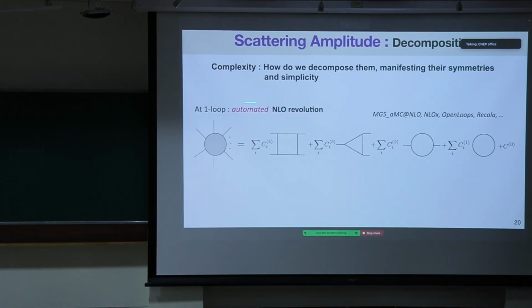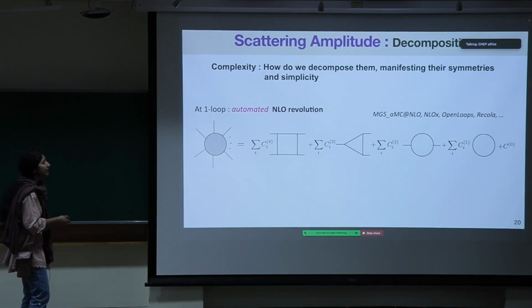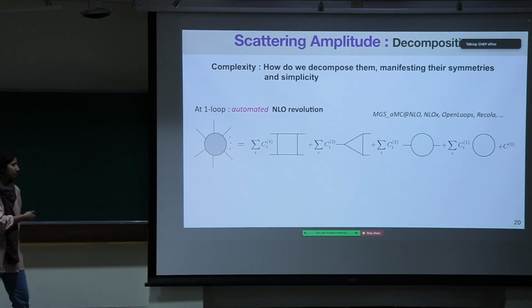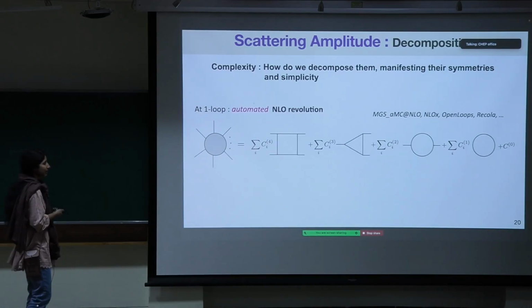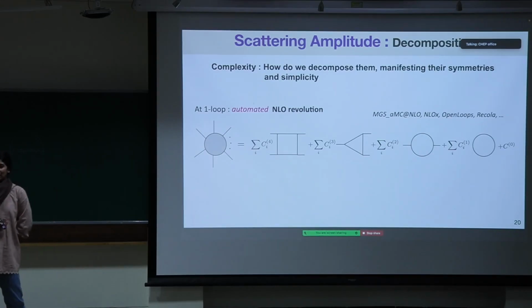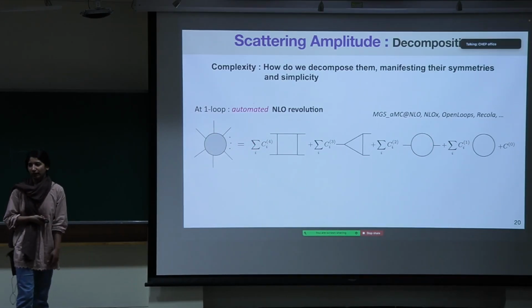For example, at the next leading order, we take any one loop calculation. It could have any arbitrary number of legs, like 2 to 2, 2 to 3, or 2 to 4. We know that this amplitude can be decomposed into basic building blocks called box diagrams, triangle diagrams, or bubbles. We can use different methods to decompose them in terms of these, and that information gives a much better structure for the amplitude. This is why next leading order has now become the new standard, completely automated. There are different public tools to compute next leading order.